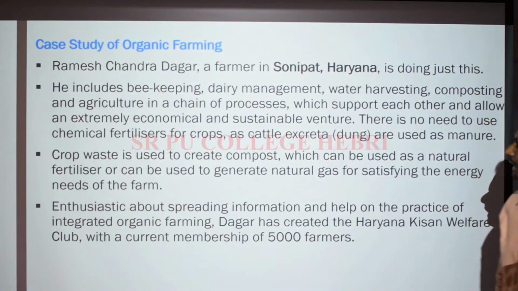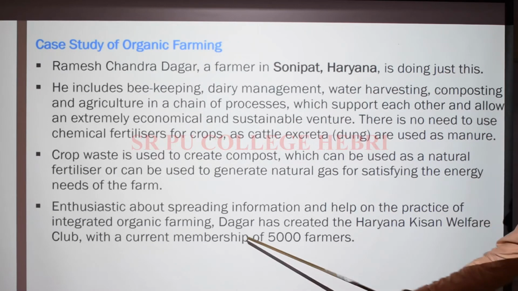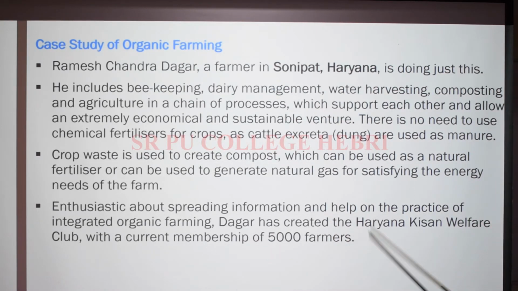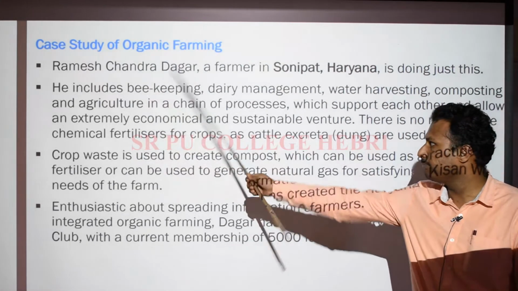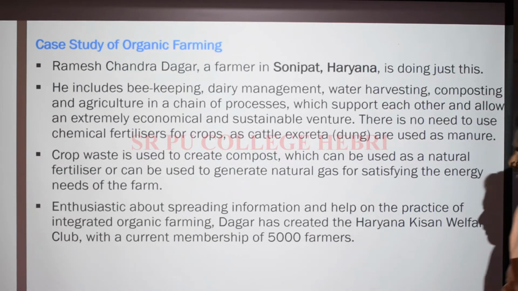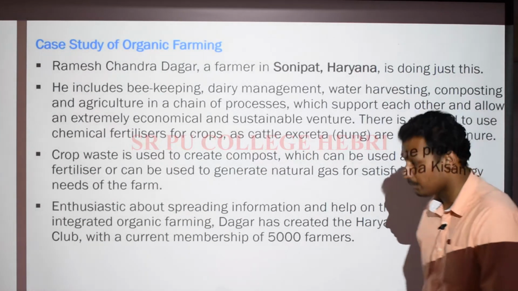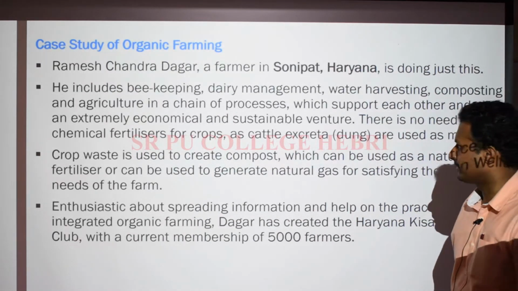And Ramesh Chandra Dagar, very enthusiastically, spreads this information and the practice of organic farming, and he created the Haryana Kisan Welfare Club. The Haryana Kisan Welfare Club was created by Ramesh Chandra Dagar with a current membership of 5,000 farmers. Current membership, how many? 5,000 farmers were there, right?